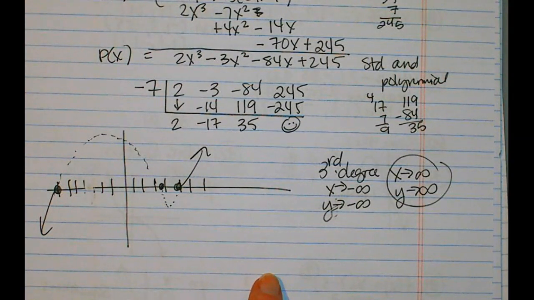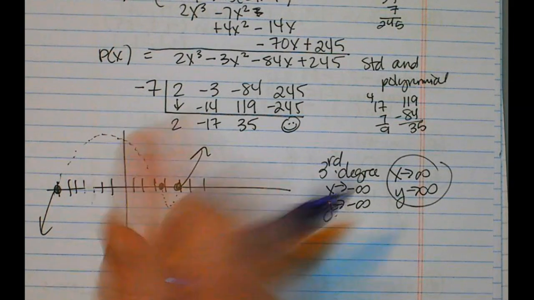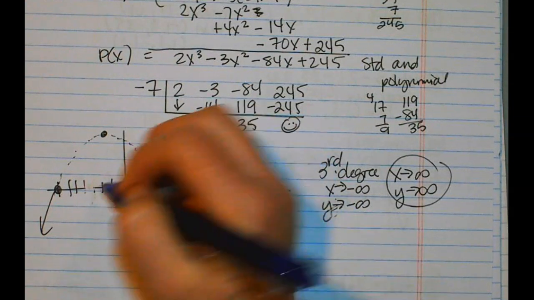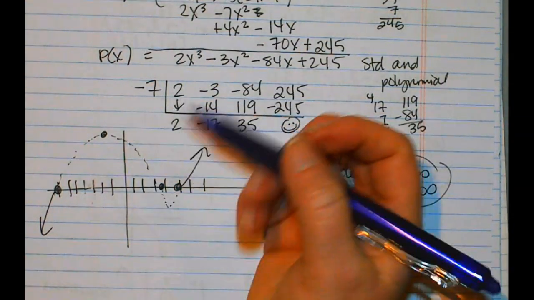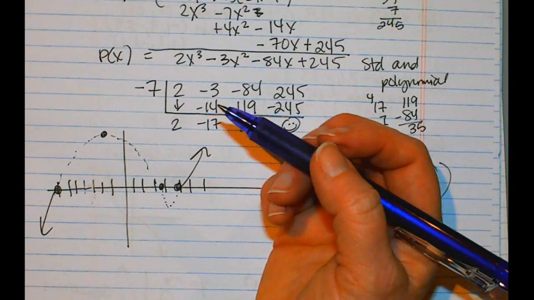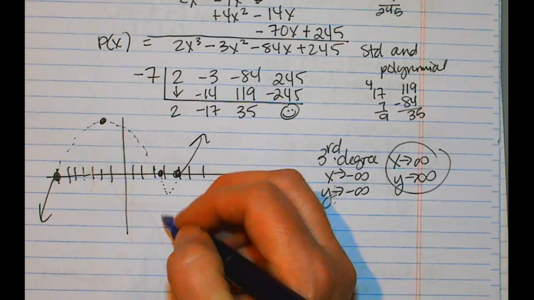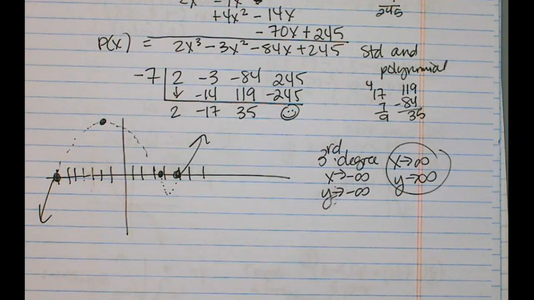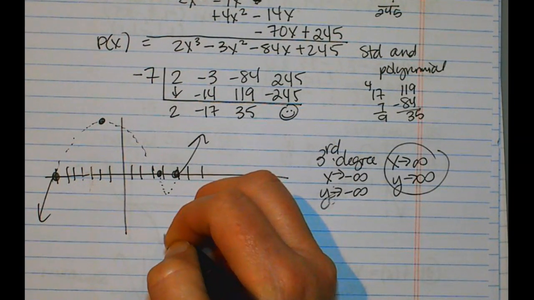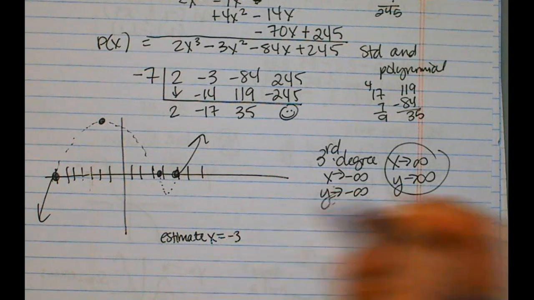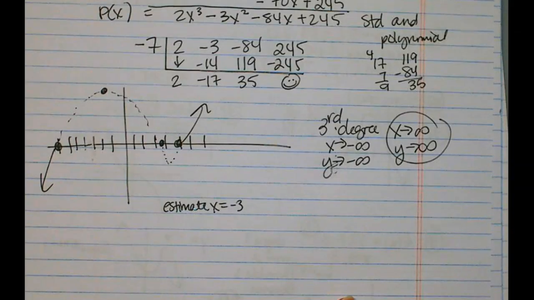So what did I say to do to estimate this maximum point? You go between the two zeros. So just the way I've drawn it now, it seems logical it might be at -3, right? So I'm going to guess it's probably somewhere around -3. I'm going to estimate it. It says in your list, estimate it. So we're going to say we estimate x equals -3 is the value of the maximum.